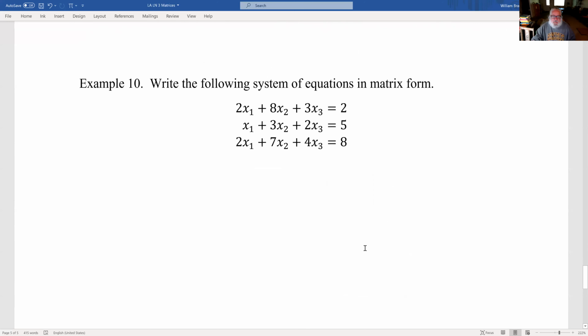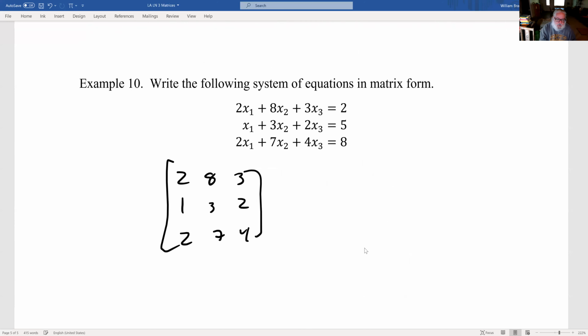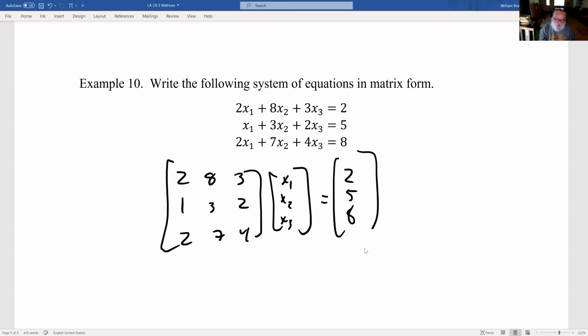And we can turn this into matrix form. Our matrix of coefficients is 2, 8, 3, 1, 3, 2, 2, 7, 4. Our variables are x1, x2, and x3. And our right-hand side is 2, 5, 8. And so investigating the properties of the coefficient matrix tells us a lot about how we can solve systems of equations.